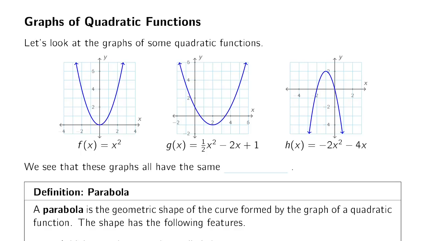But the thing that should jump out at us here is that these graphs all have the same general shape. Some of them are more stretched out vertically. They're in different places. One of them's upside down. But geometrically speaking, these are all the same shape. Not just all U-shaped curves, all the same specific kind of curve. And this kind of curve is called a parabola.